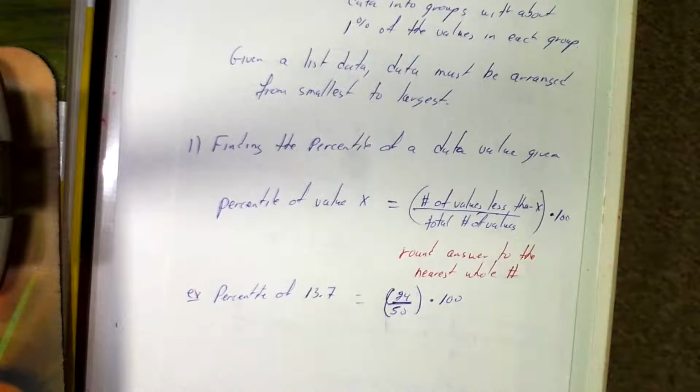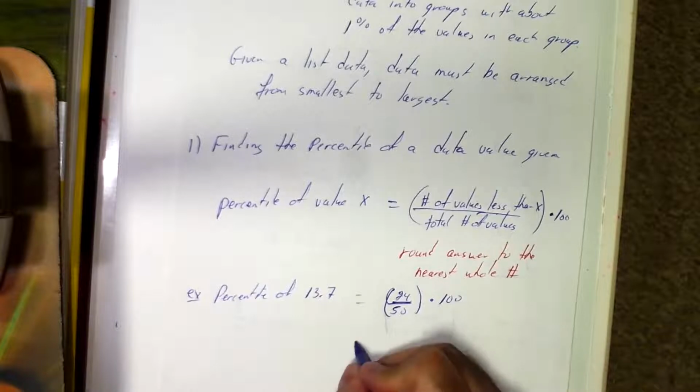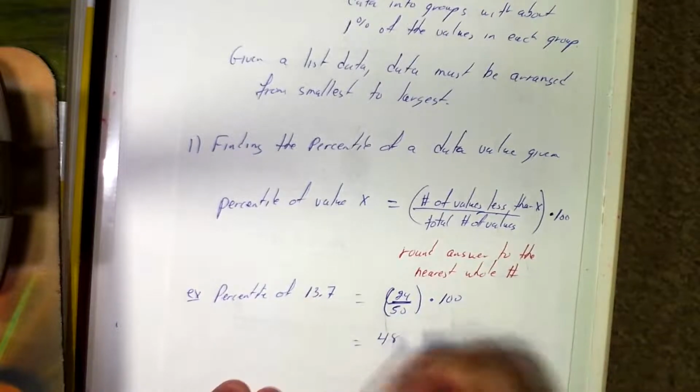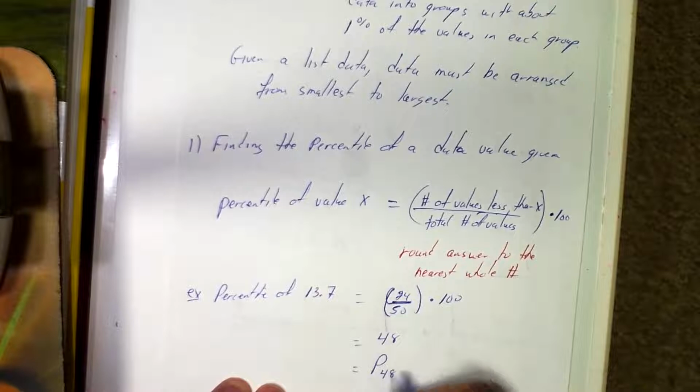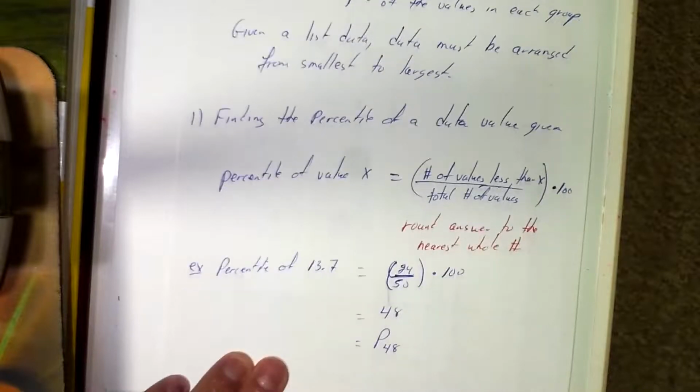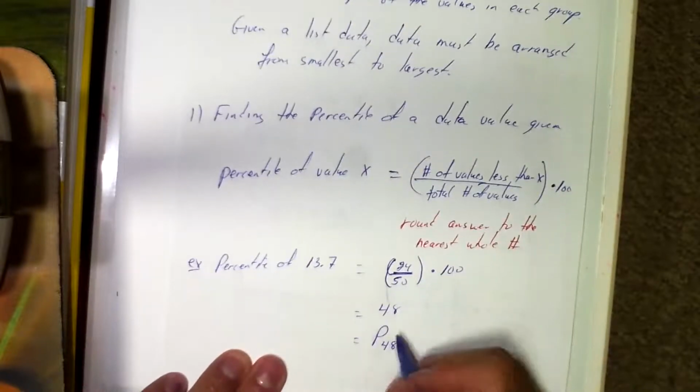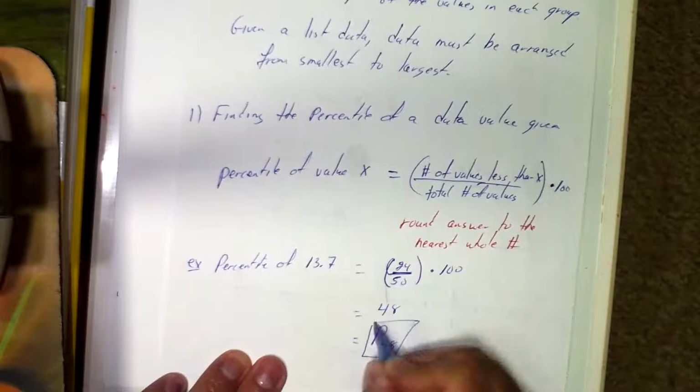So let's take my calculator. 24 divided by 50, multiply by 100. I get 48. So to write it as a percentile, you're going to write it as P subscript 48. That's your percentile. P48.